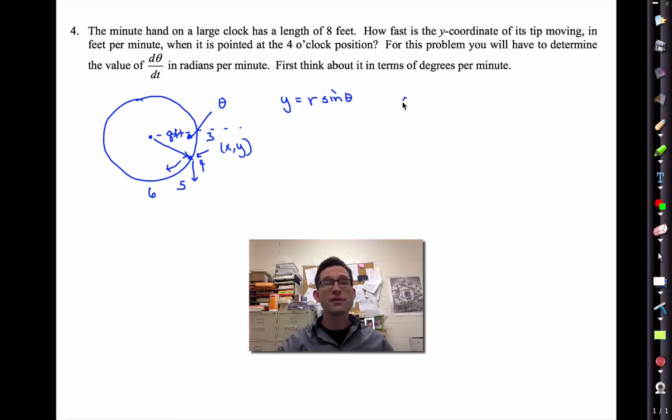Now, what's good about this is that it involves the thing that we're looking for. We want to figure out what dy dt is, but we have to know what d theta dt is. Now, what's cool about a clock is that you can figure that out on your own. So what I'd like you to do now is pause the video. I want you to take some time and figure out what d theta dt is in terms of radians per minute. Go for it. See what you can do.